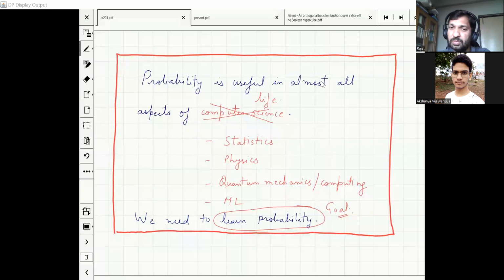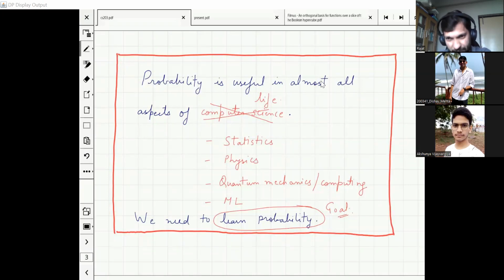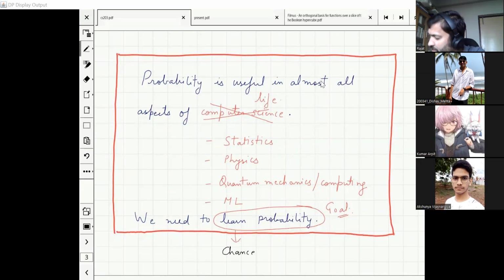Anyone else would like to take a try? You might be correct with probability half, right? So why not take your chance? Sir, it's basically how likely an event is to occur. Okay, great. Thank you, Disha. So I think all of us intuitively understand what probability is. And if I capture from the definitions given, the two words which are used are chance and likelihood, right?